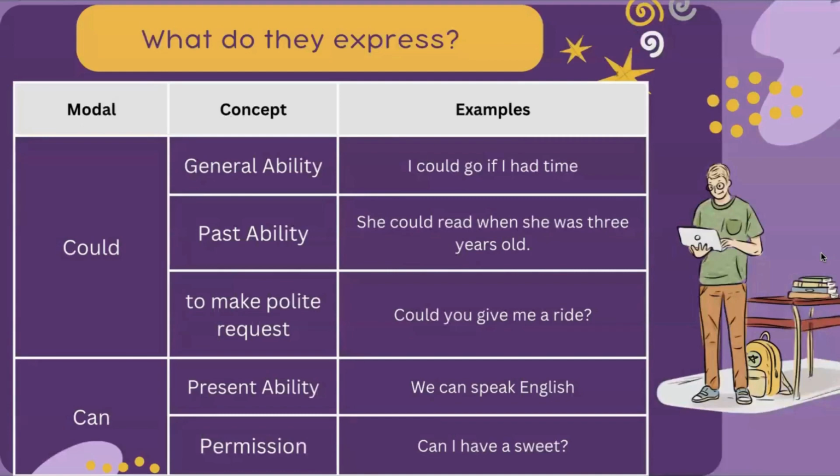Next modal auxiliary is can. Can is used to indicate present ability. For example, we can speak English. It is also used to seek permission. For example, can I have a sweet?